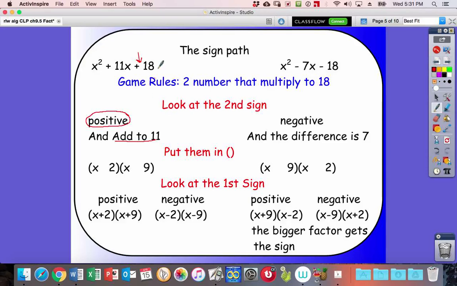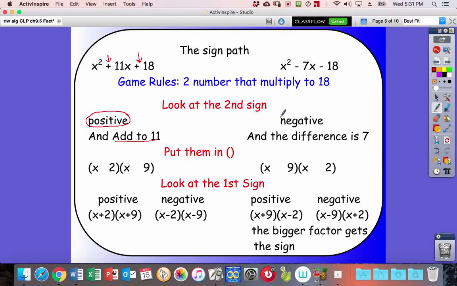So I break out my factors, I circle the ones that add, and I put them in my brackets, or my parentheses. Now I go and look at the first sign. If that first sign was positive, then it's x plus 2, x plus 9. However, if that first sign was negative, it would have been x minus 2, x minus 9.